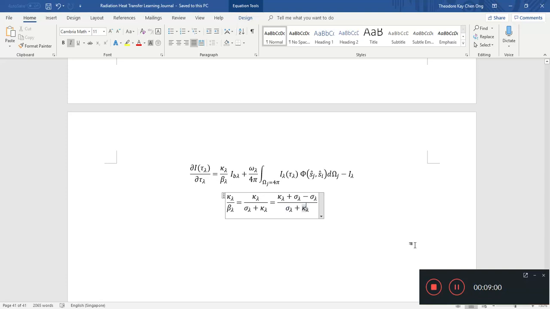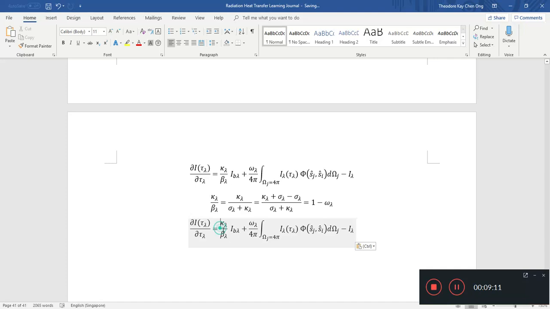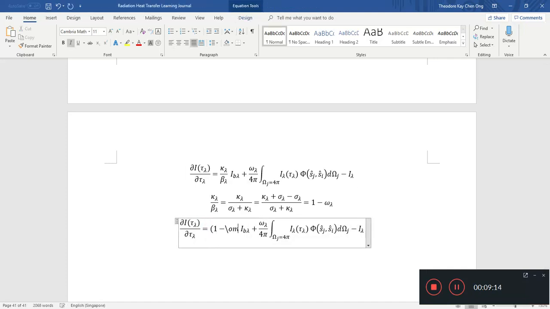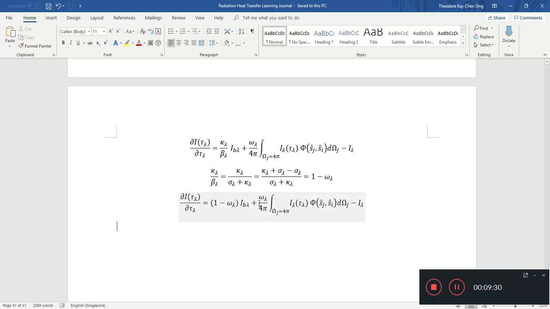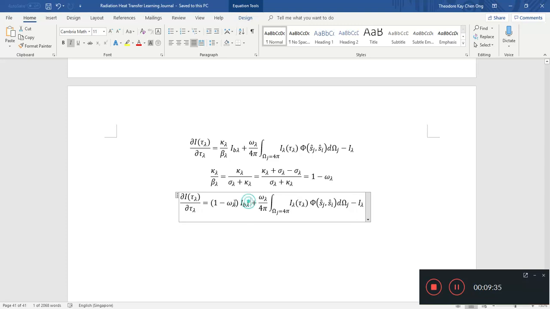So this is how we convert the terms. So I'll have this 1 minus omega right here, omega lambda, and there we go. We have the radiation transfer equation in terms of the optical thickness. Okay, so don't get confused. This is still the in-scattering term. This is the extinction term, and this is known as the emission term, right?